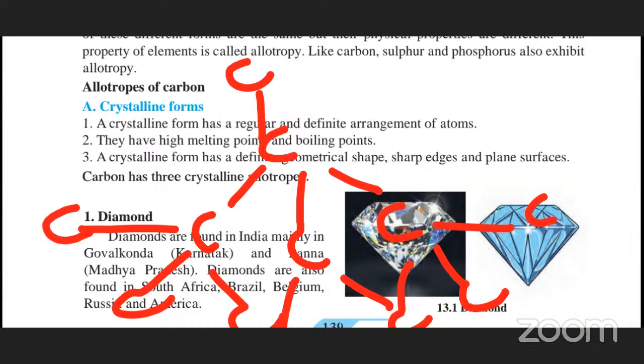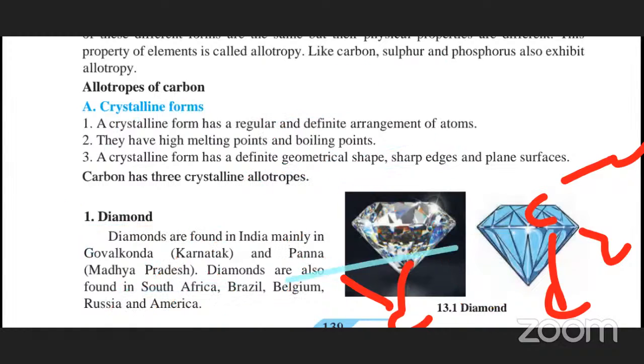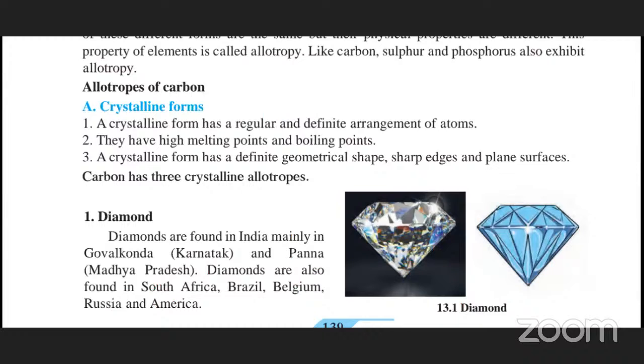In this way, the arrangement of atoms inside the structure is fixed. They have a fixed and definite arrangement, and because of this they become hard and have high melting and boiling points. Because of the fixed and definite arrangement of atoms, they get a particular shape. For example, you have diamond in front of you, which has a definite shape, sharp edges, and plane surfaces.